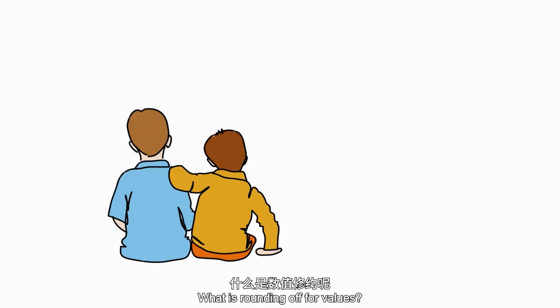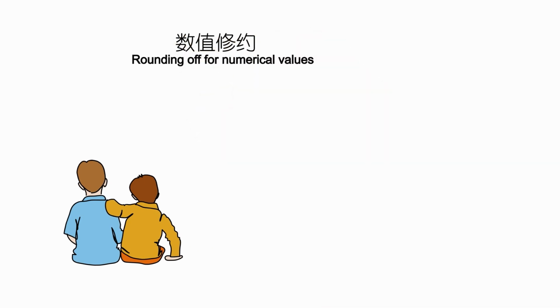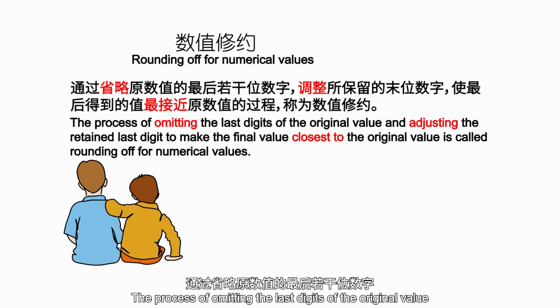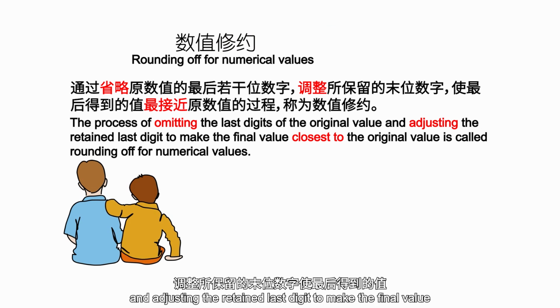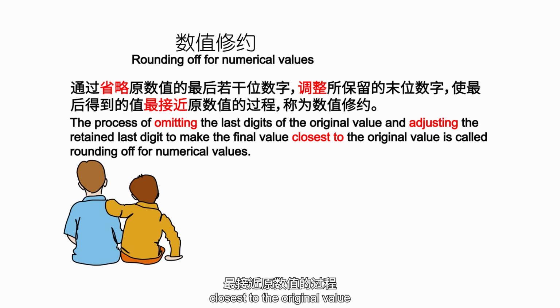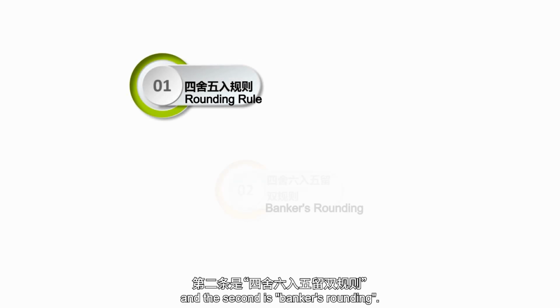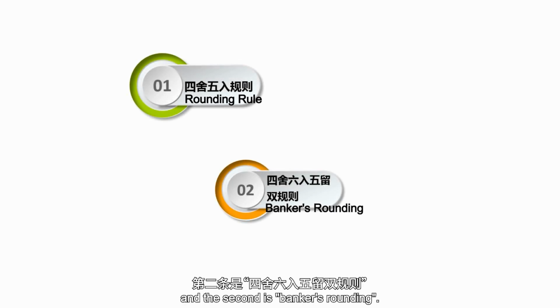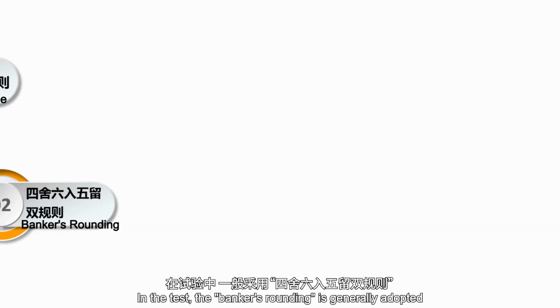What is rounding off for values? The process of omitting the last digits of the original value and adjusting the retained last digit to make the final value closest to the original value is called rounding off for values. There are generally two rules for rounding off for values. The first is the rounding method, and the second is banker's rounding. In the test, the banker's rounding is generally adopted to make the test results closest to the real situation.